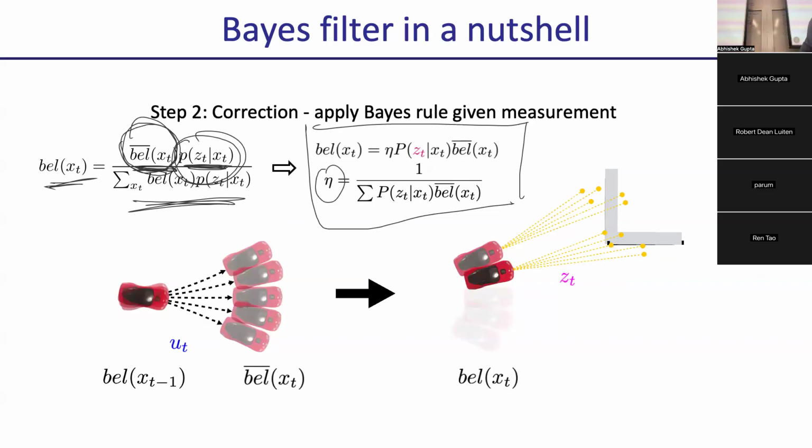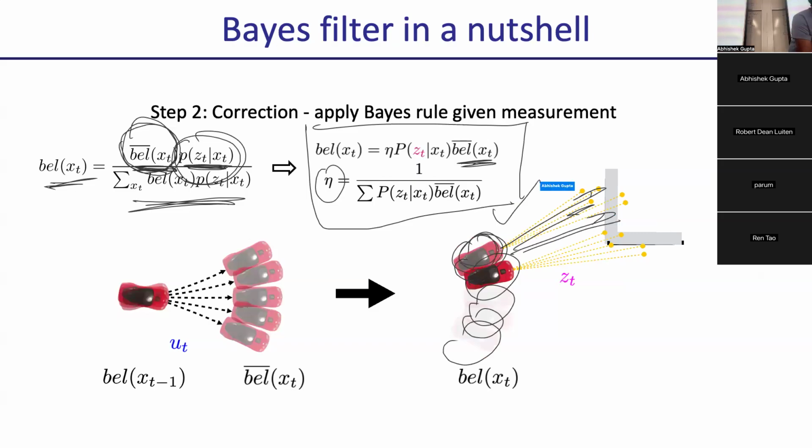You can think of this as, I believed that I was here, here, here, here, here. Now I want to take a measurement. My measurement is going to be the likelihood of getting the measurement that I got. Let's say I shot some laser beams out and I got some measurements. The likelihood of receiving that measurement at this state was super high. The likelihood of receiving that measurement at this state was super low. So I'm probably not in these states. I'm probably in these states.